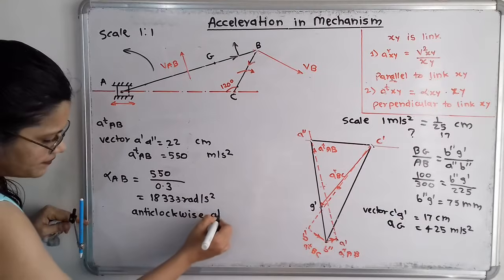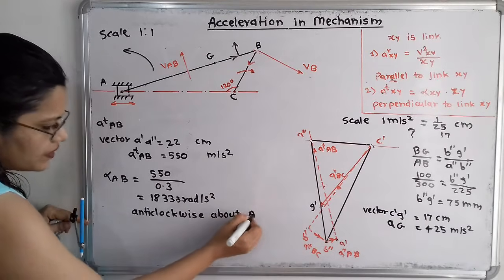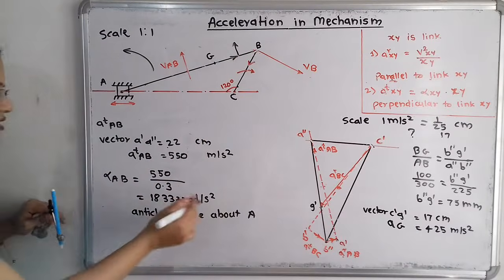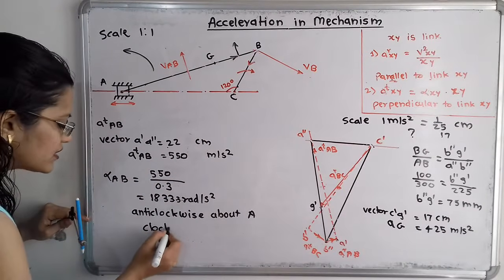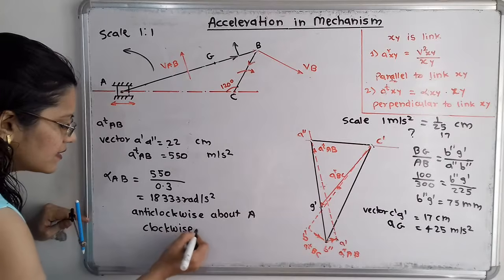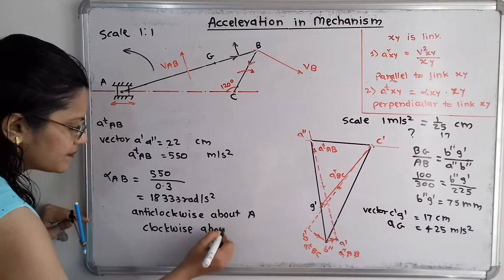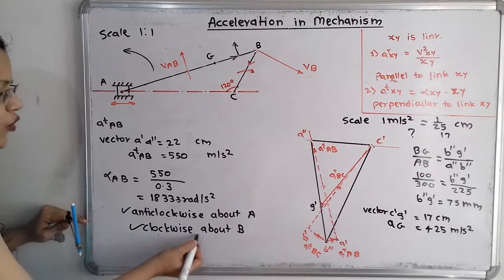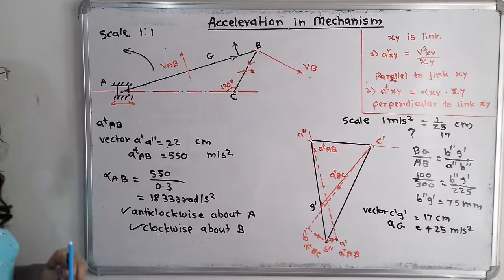about A. Now, when we take B as a center, then this direction is reverse and we can say the direction is clockwise about B. So we can use any one of these answers, clockwise about B or anti-clockwise about A.